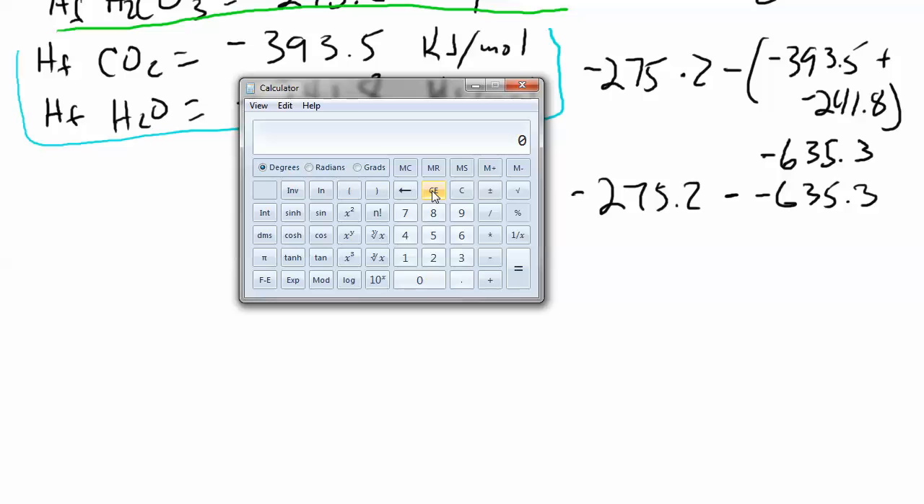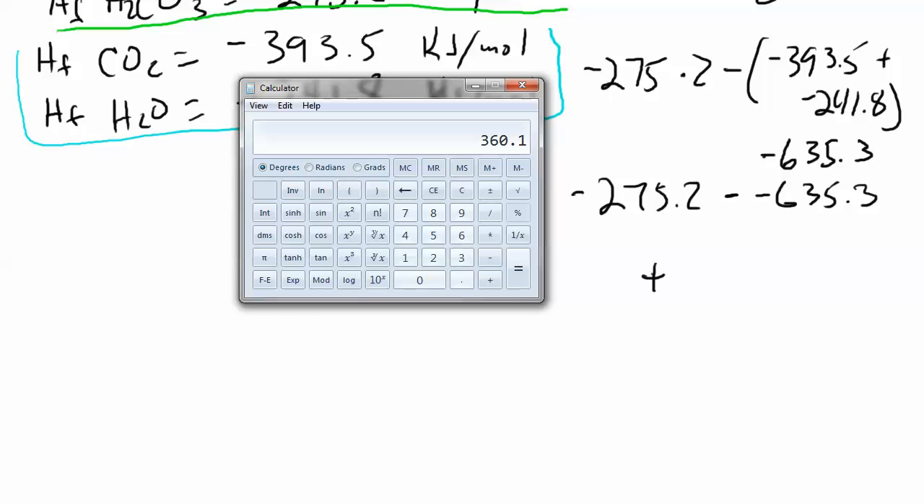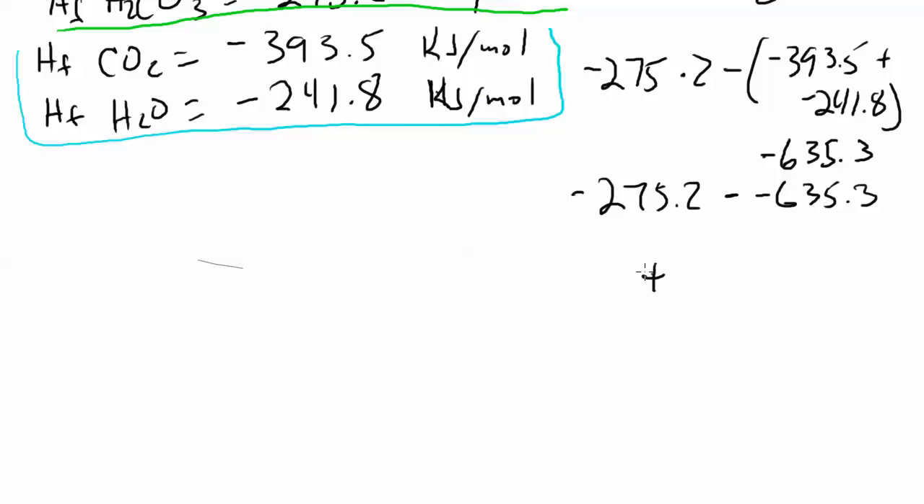So it's 275.2, and we have to make that negative, and we're going to subtract 635.3, and we're going to make that negative. And there we go. That's a lot better. So I get a positive, and of course it hides on me again. Positive 360.1 kilojoules per mole. Now it's positive, so what does that mean?